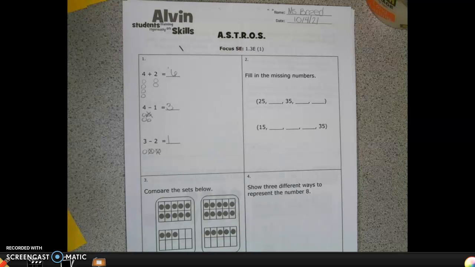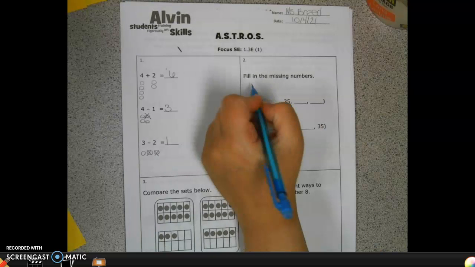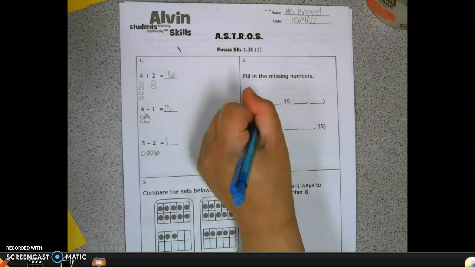You can use a different method to solve this. You can use counters, you can use your fingers, just as long as you're using something to help support your understanding and your answer makes sense. Next, we're going to fill in the missing numbers.